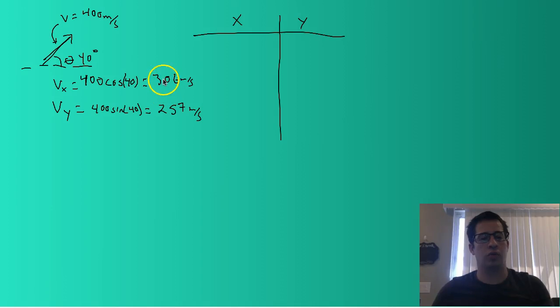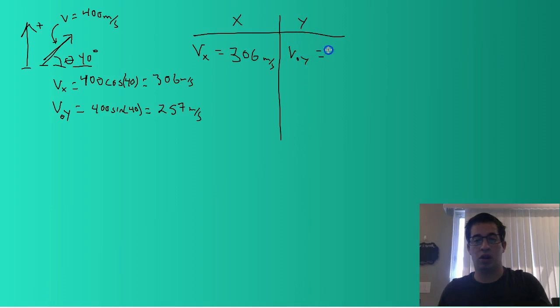Okay, so we have this horizontal velocity. We found it by multiplying the magnitude of this times the cosine of 40. So Vx is equal to 306 meters per second. For the purpose of this problem, we're going to say up is positive. And so Vy, our initial velocity for y, 400 times sine of 40, going to give us 257 meters per second. Okay?